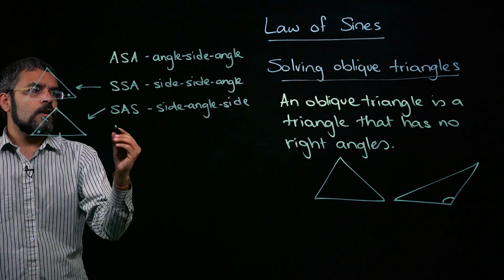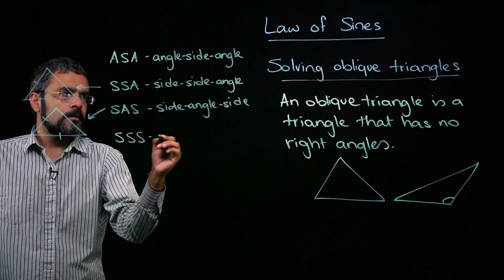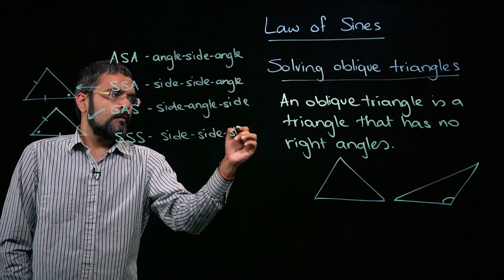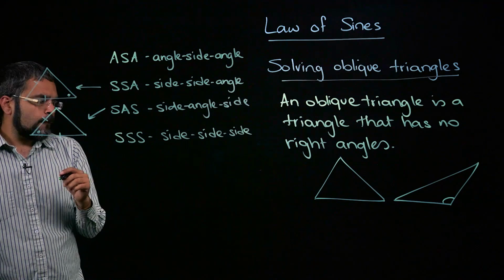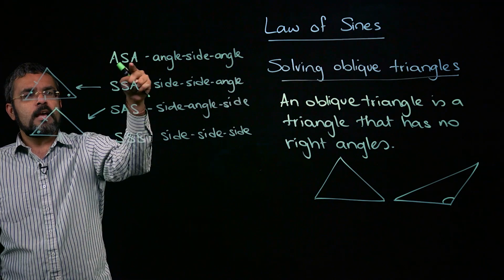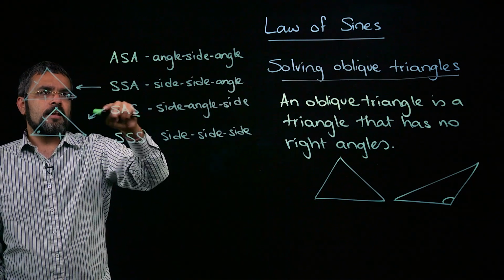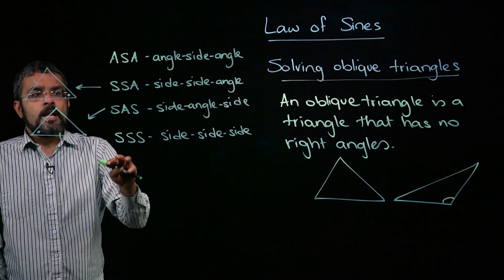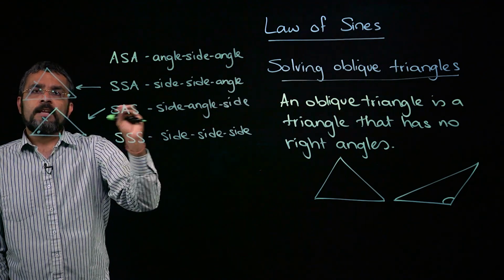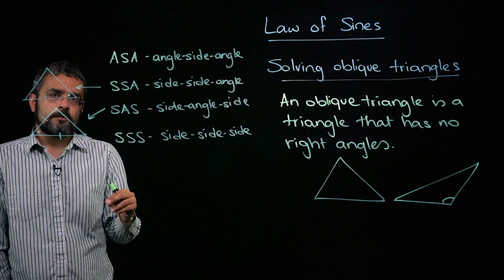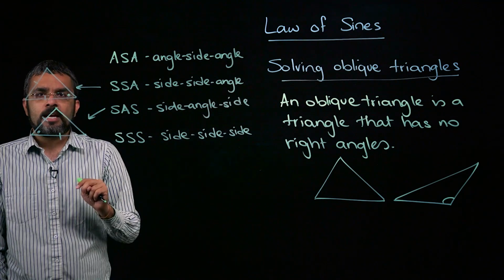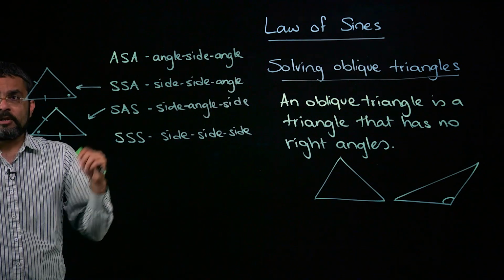Now, another way we can solve is if I'm given the information on three sides. So side, side, side. So these are the four different pieces of information. If I'm given any of these, I can figure out the rest of the measurements of the triangle. So for example, if I'm given one angle and two sides, I can figure out what the third side is, and I can figure out what the remaining two angles are.